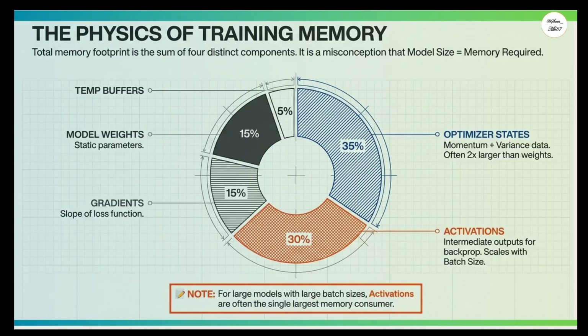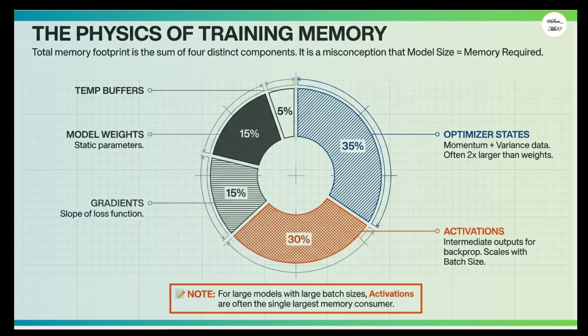When you are trying to train any neural-based type of AI model, you have forward propagation and also back propagation. When you do the forward steps, you need to store some of these activations so that you can use them in backward propagation. So for a large model with a big batch size, these activations can easily become your single largest memory consumer.